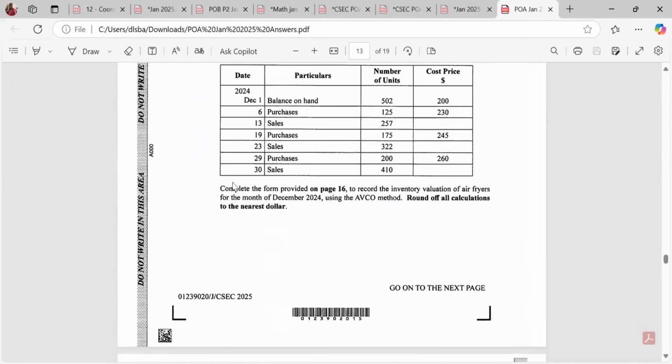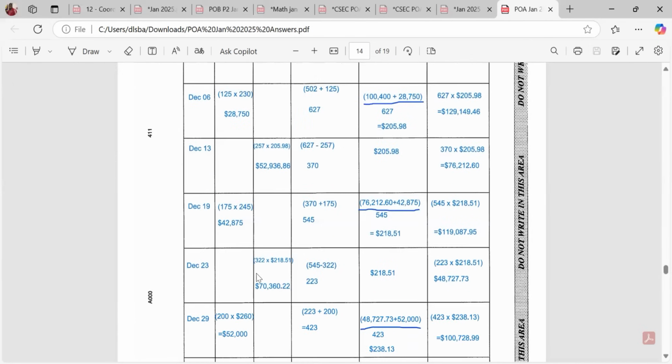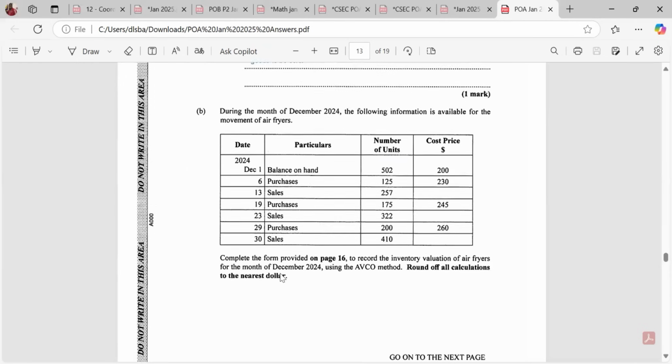The 23rd, you sold 322. That goes under cost of inventory out. 322 multiplied by the new average cost to get the total cost. The total amount of goods you have unsold now will be the 545 minus the 322 you just sold. So 223. Cost per unit doesn't change. Your total cost will be the total amount of goods you have multiplied by the cost per unit, which is what we did here. Only two more.